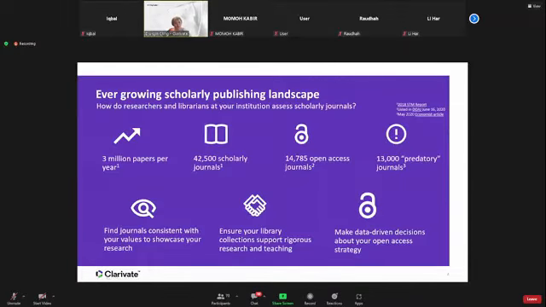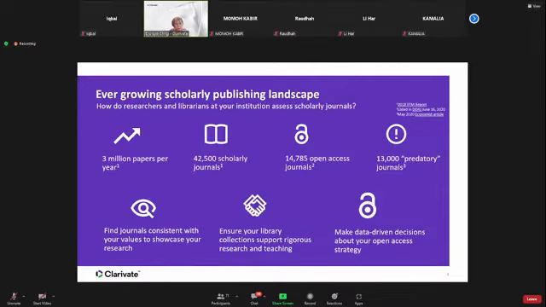Now, before we dive into today's main topic, I just wanted to share some statistics with all of you, just to give you an idea of the vastness as well as the scale of scholarly publishing landscape today. So on an annual basis, we're seeing almost 3 million papers published annually. And these 3 million papers actually go into almost 42,500 scholarly journals. And on top of that, we have almost close to 15,000 open access journals currently in the scholarly publishing landscape.